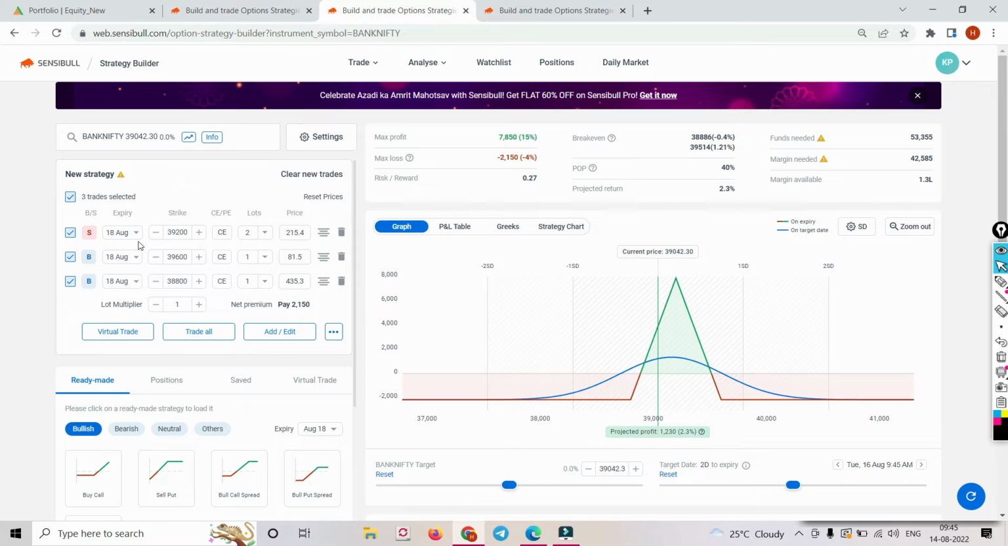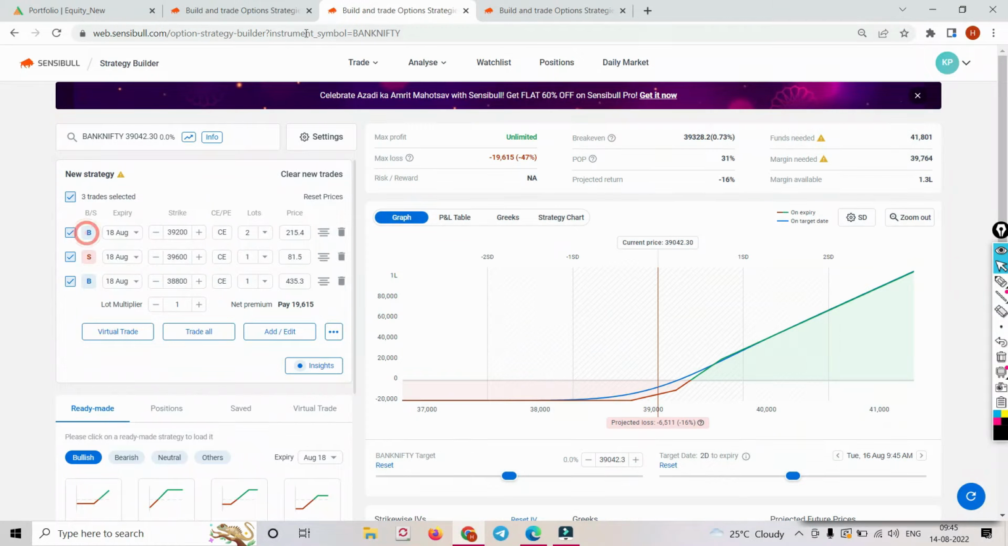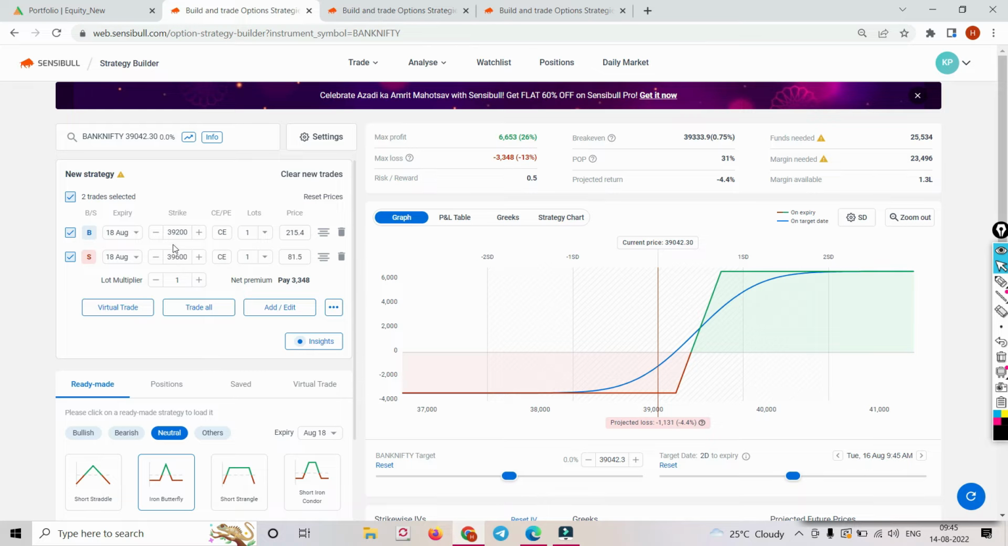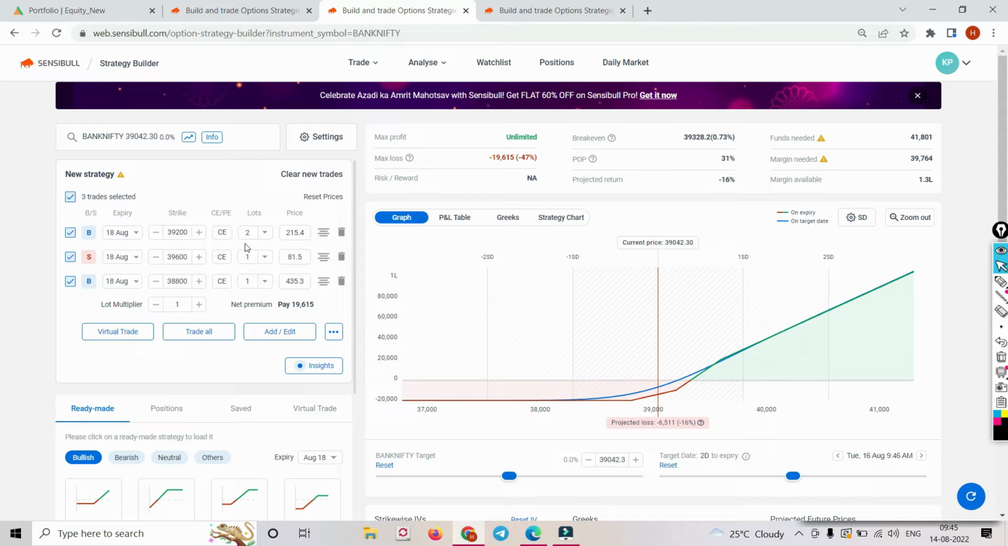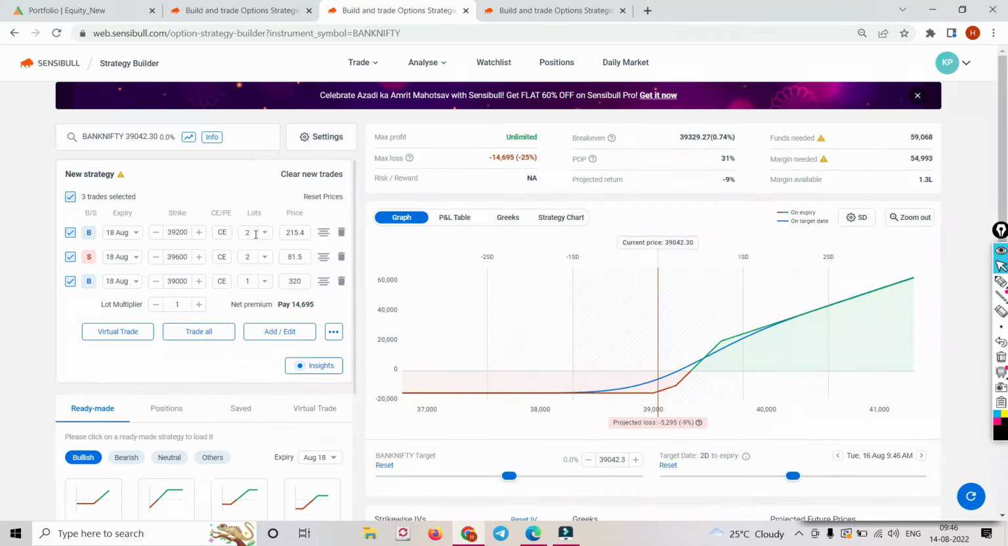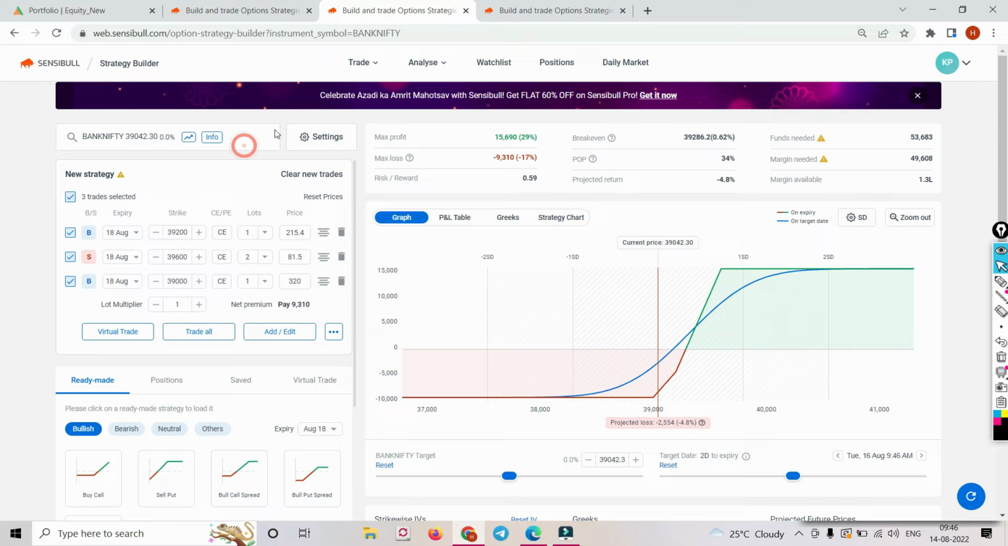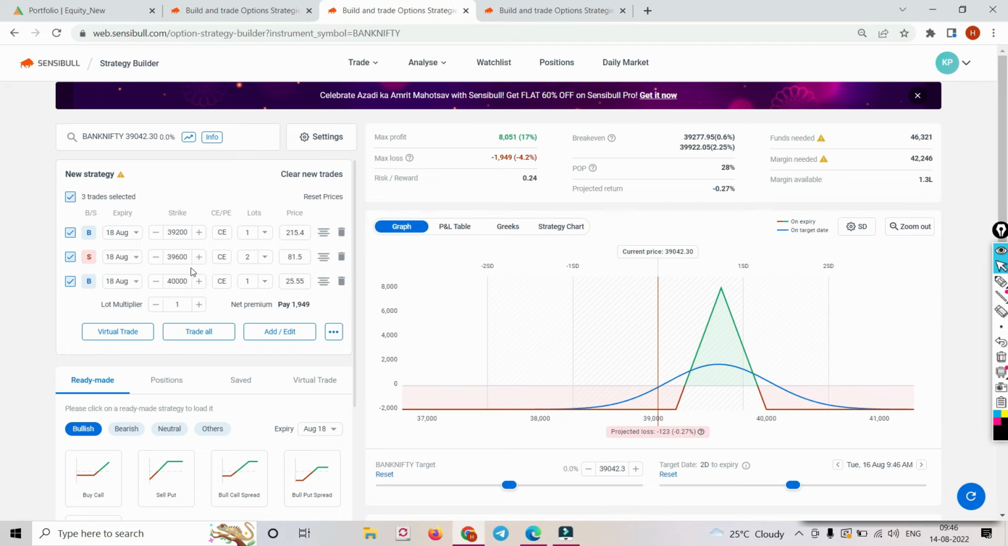Okay, let me see. 39,600 was a sold position, and then 200 is 400. Okay, so I'll make it 40,000, right? I'll make it 2 quantity. I'll make this 1 quantity. Am I doing something wrong? 39,600. Okay, I'll make it 40,000. Okay, yeah, so this is your butterfly.